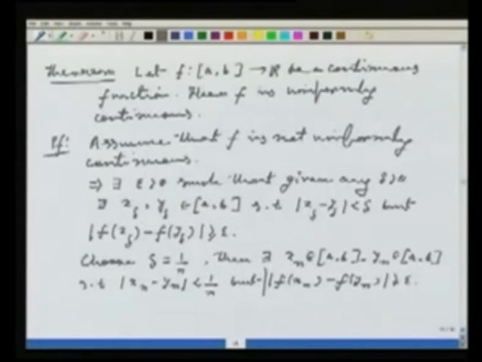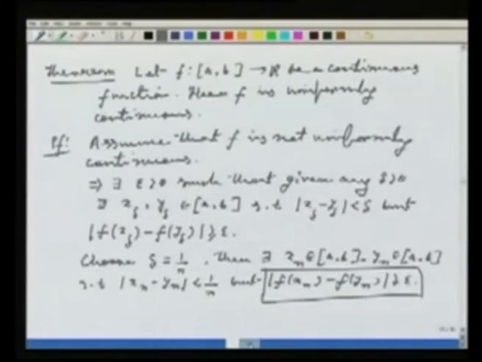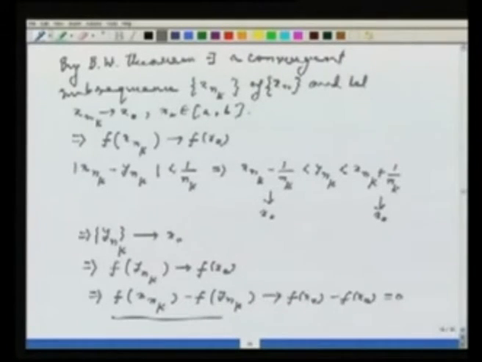Okay, but if you look back, the condition on f of xn minus f of yn was that it is bigger than or equal to epsilon for all n, but in that case it cannot happen that it has a subsequence which converges to 0, but that is what I have got here, which is a contradiction. This happens because I have assumed that f is not uniformly continuous. So it follows that f is uniformly continuous.